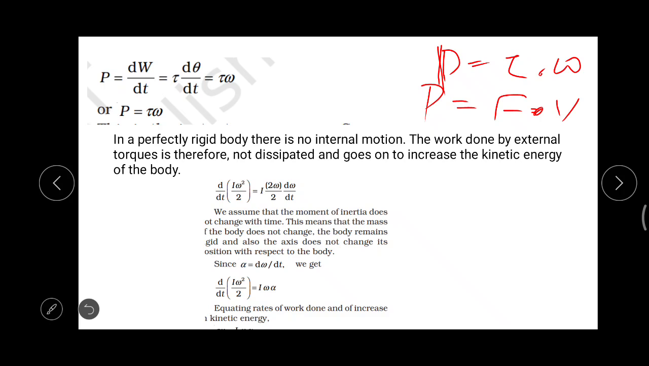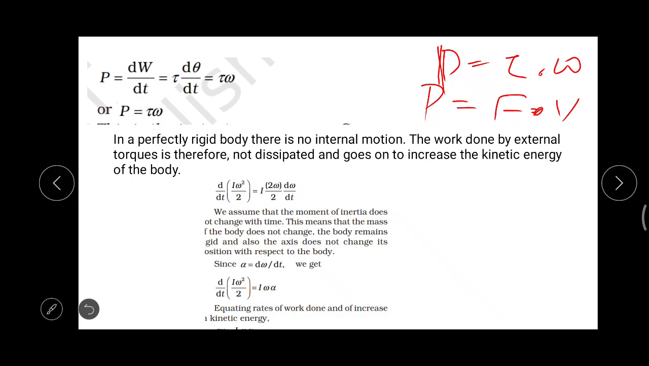If you want to find out how much work is done per second, that means work per unit time, it is actually the power. That also you can find with the help of this derivation. There is d by dt of I omega square by 2. I omega square by 2 is the kinetic energy in the case of rotational motion. That is, m v square by 2 is replaced by I omega square by 2.